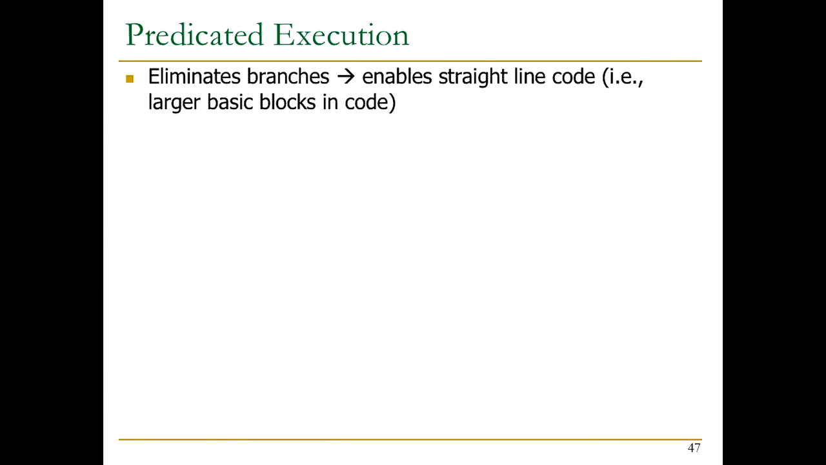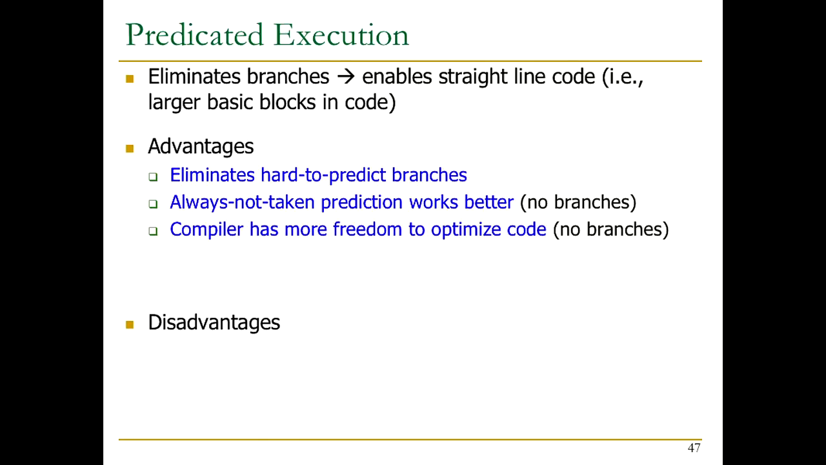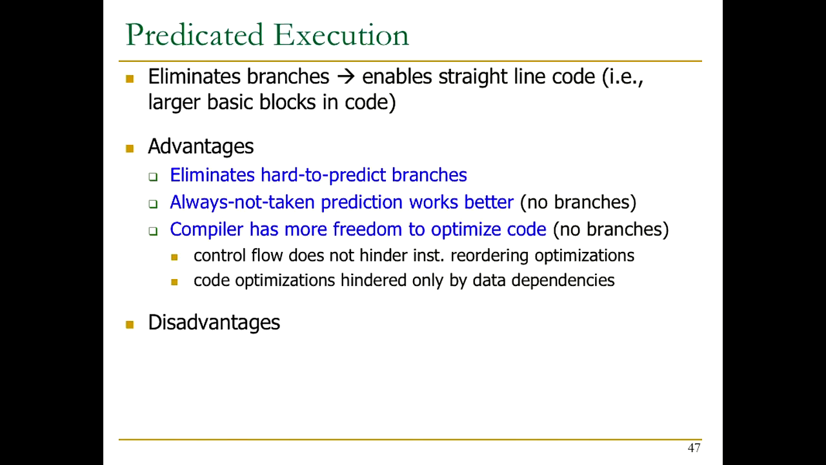Okay, so basically you can eliminate branches, you enable straight line code, larger basic blocks in code. Let's look at the advantages of this. Well, I think you can eliminate hard to predict branches. That's where this becomes really interesting. Of course, how do you decide what's hard to predict? How does the compiler decide what's hard to predict? We'll see. Okay, always-not-taken prediction works better, of course, right? Because there are no branches. That may or may not be interesting. But more interestingly, the compiler has more freedom to optimize the code. There are no branches in the code now. There are data dependencies it needs to obey, but no branches. So control flow doesn't hinder instruction reordering. So you don't need to form a superblock, you just form a huge predicated code block. Code optimizations are hindered only by data dependencies.